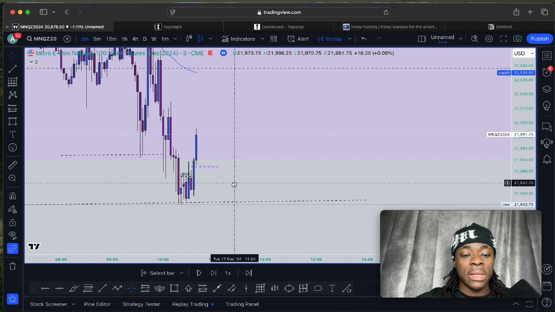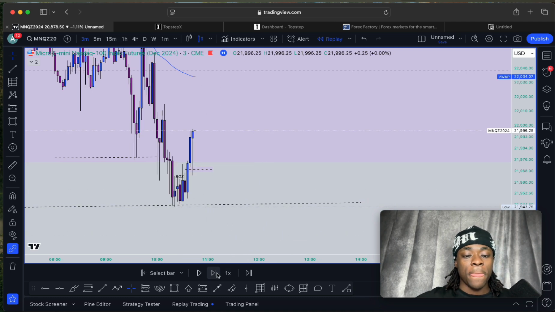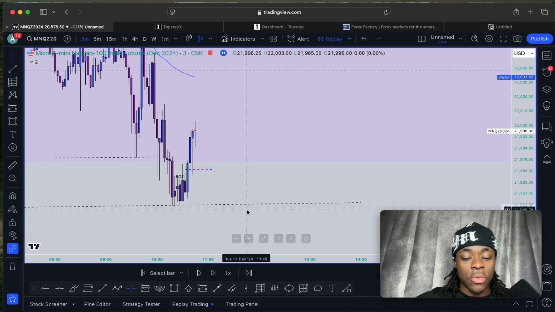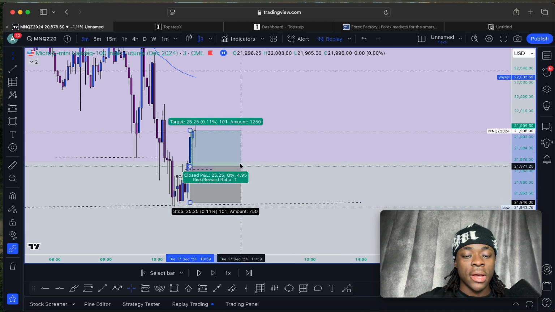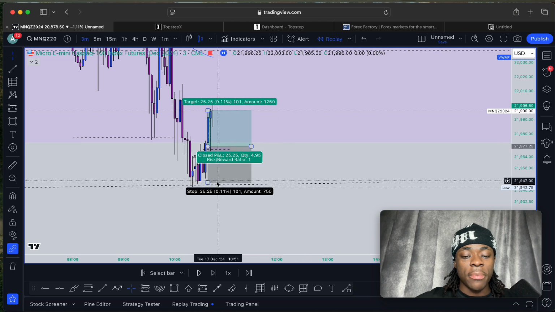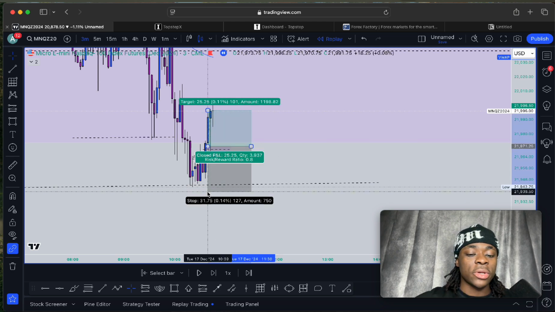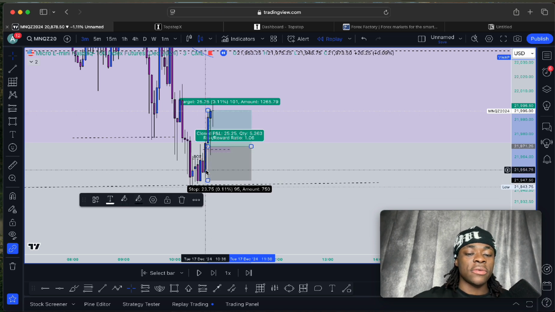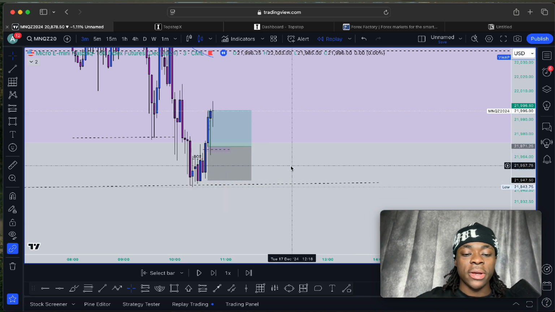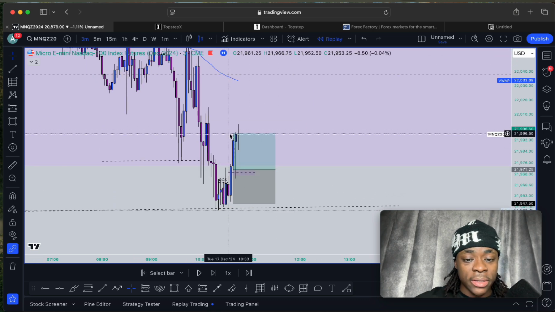My last confluence would be for price to retrace into this gap, which price does. So when price retraced into this gap, I got into this trade. My stop is below this low. Usually my stop is at 30 points, but I like this low because if price was to invalidate this order block right here, then my trade will be invalidated. So I got in exactly right there.